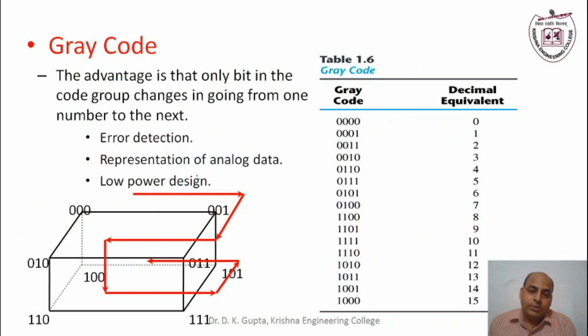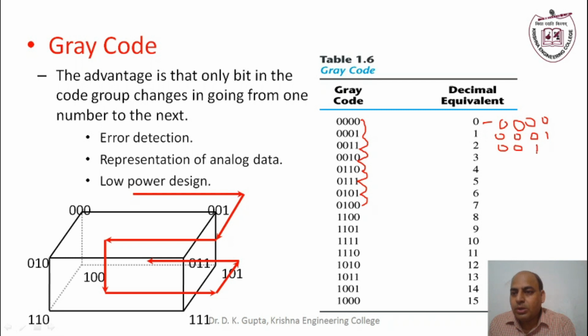Now another important code that we use in digital systems, most importantly, is gray code. So the advantage of this code is that adjacent digits differ by only one bit. Suppose we have written 0, 1, 2, 3, 4, 5, 6, 7, 8, 9, right? So 0 is written as 0000. 1 is equivalent to 0001. 2 is equivalent to 0010.